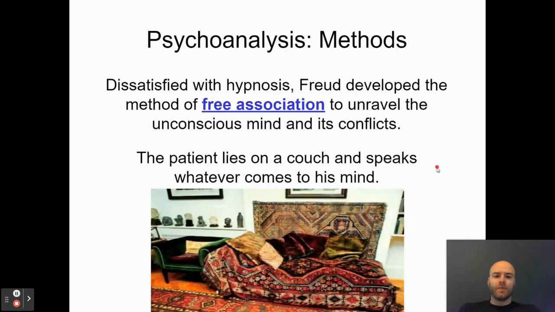So the biggest technique used in psychoanalysis would be free association. And Freud develops this method to unravel the unconscious mind and its conflicts that are occurring between the id, ego, and superego. So the patient lies on the couch, speaks whatever comes to mind. Maybe they do word association. Maybe they finish sentences, things like that. And you're not filtering your thoughts. You're just letting them come out. And that's where you identify those unconscious conflicts through that free association.